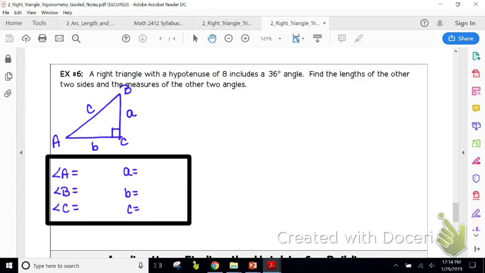It told me my hypotenuse is 8. So I know this here is 8, which is side c. And it told me it has an angle that's 36 degrees. It doesn't matter which angle we let that be, so I'm going to put that down here with A.